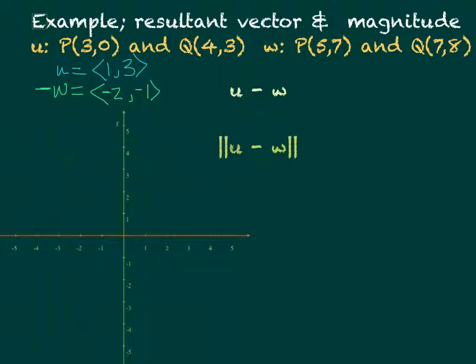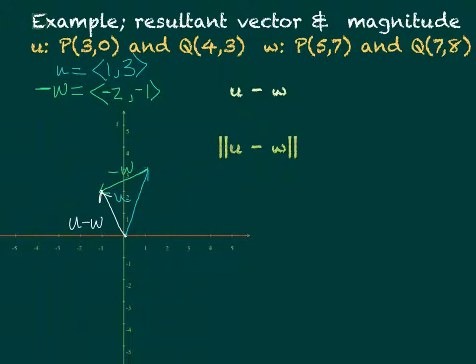My u vector is going to start at the origin and go right 1, up 3. And that is my u vector. My w vector is going to go left 2 and down 1. That is my negative w vector. And my resultant vector is then going to go like that. And that's my u minus w.